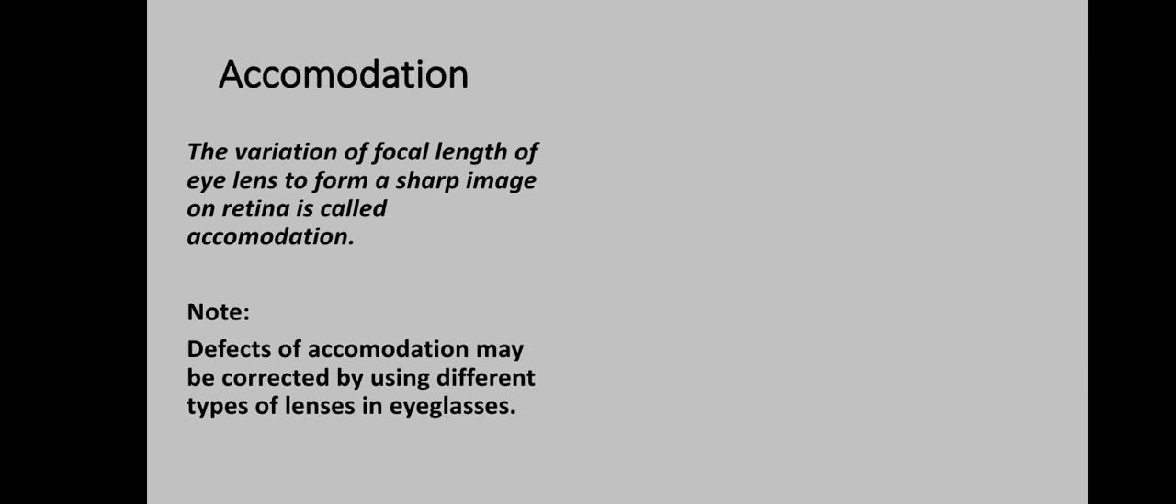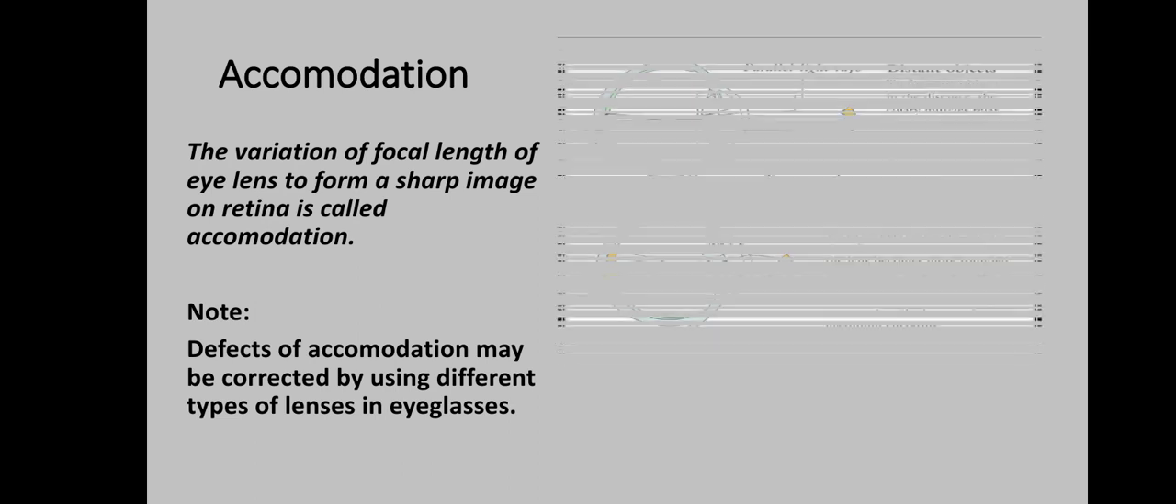Defects of accommodation may be corrected by using different types of lenses in eyeglasses. Some people cannot see nearby objects and some others cannot see distant objects. Those are actually the defects of accommodation.